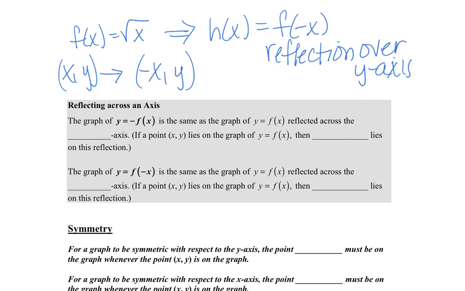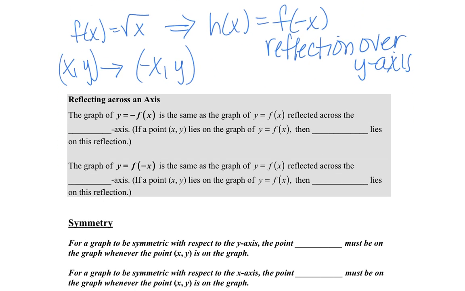All right. So we have negative x, so it's going to kind of repeat ourselves here, but I think it's important. So we're reflecting over the x-axis when the whole function is negative. So we get x, negative y. And when the x changes, you reflect over the y-axis.